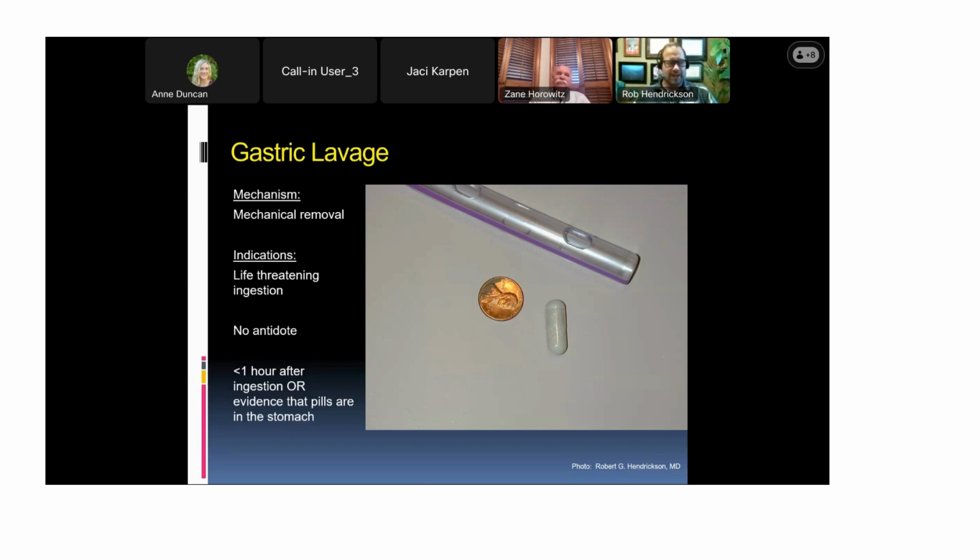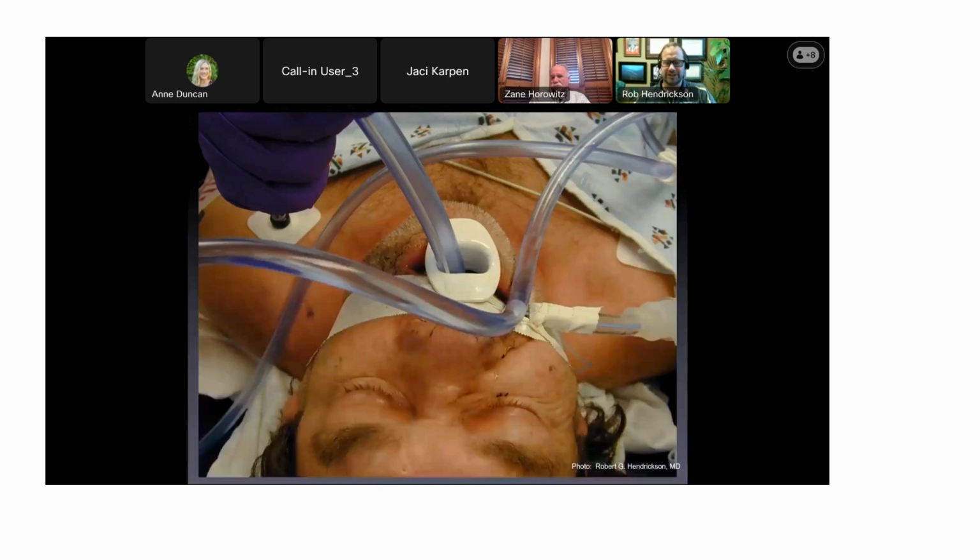So if you have not participated in gastric lavage, this is the tube. It is big. It's really big. So this is a penny. This is like the biggest capsule I could find. They are very, very big. They're like a garden hose. This is gastric lavage. You see this person is already intubated, and a bite guard here.